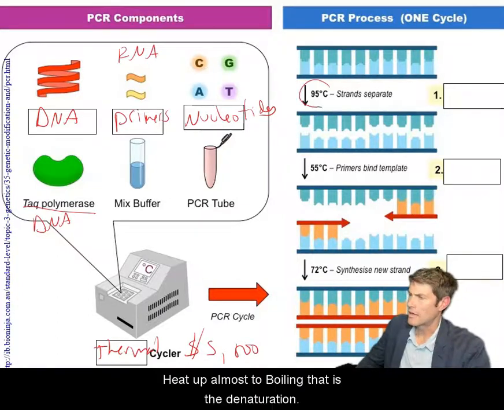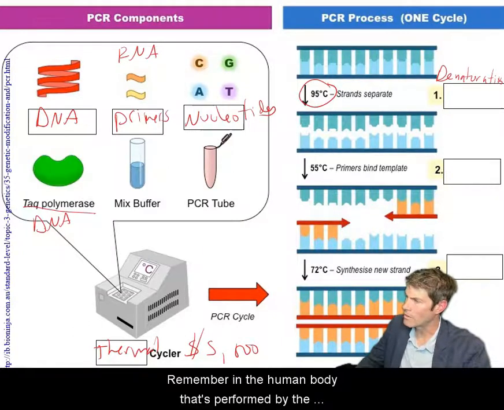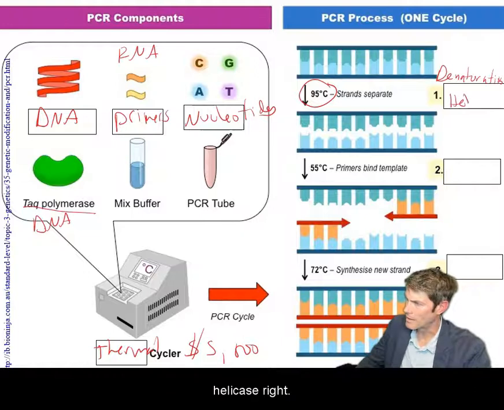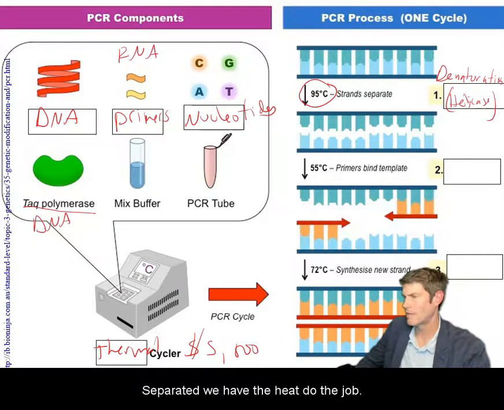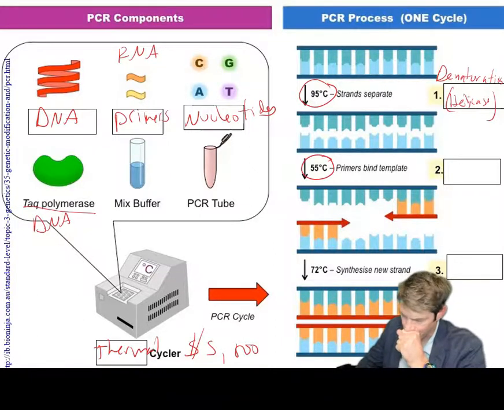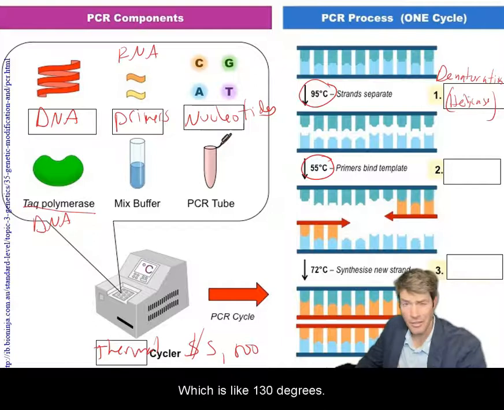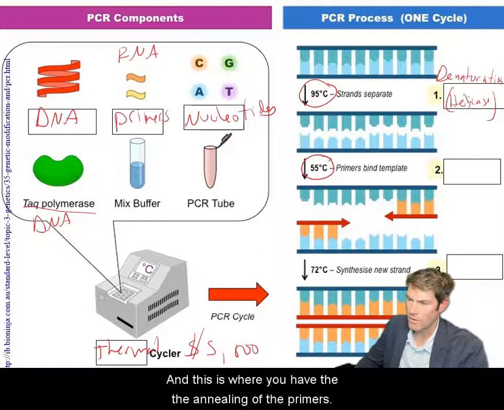We heat up almost to boiling. That is the denaturation. Remember, in the human body, that's performed by the helicase, right? But we don't want to worry about helicase here. We just want to separate it. We have the heat do the job. Then cool it down quickly to 55, which is like 130 degrees, pretty hot. And this is where you have the annealing of the primers.